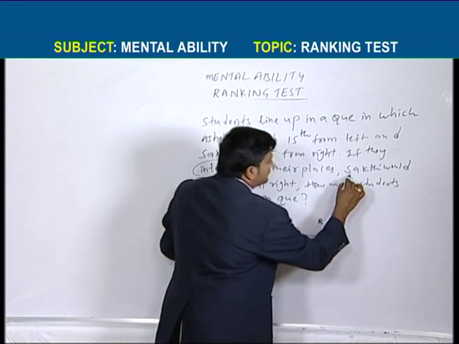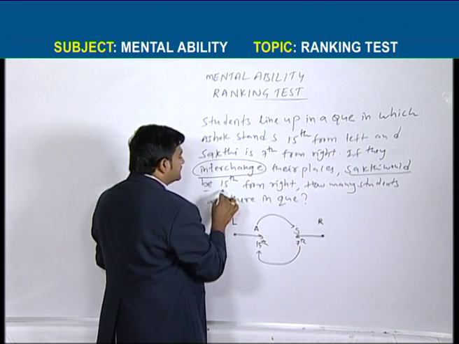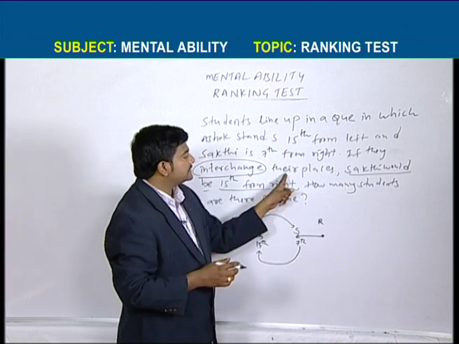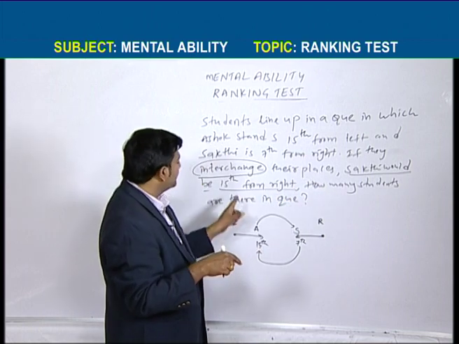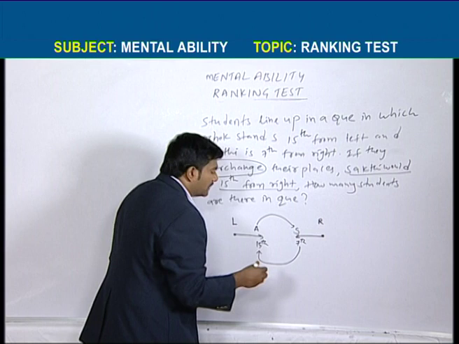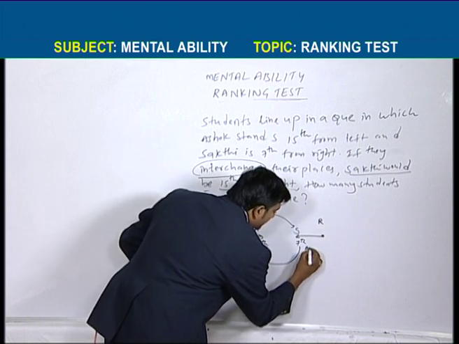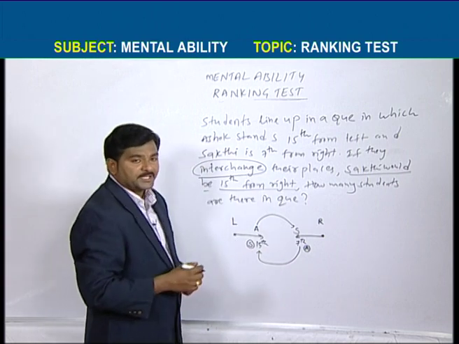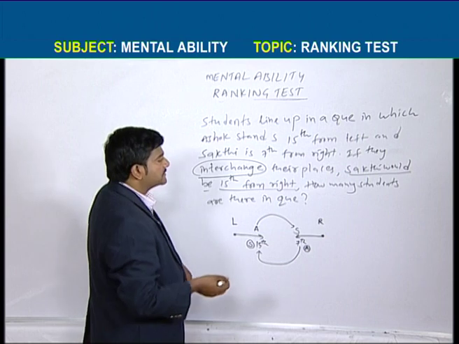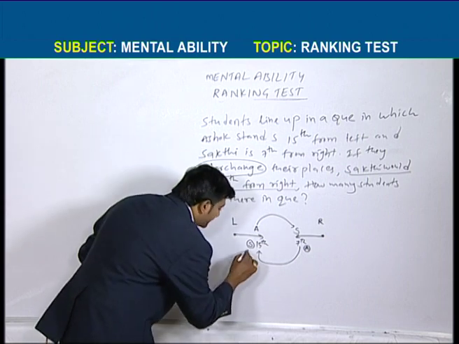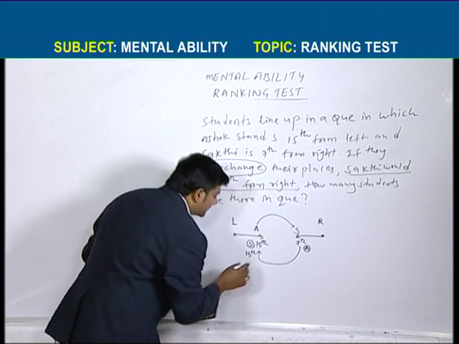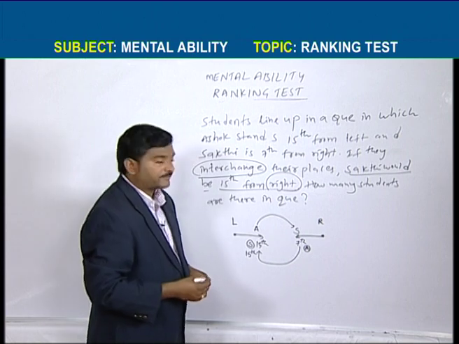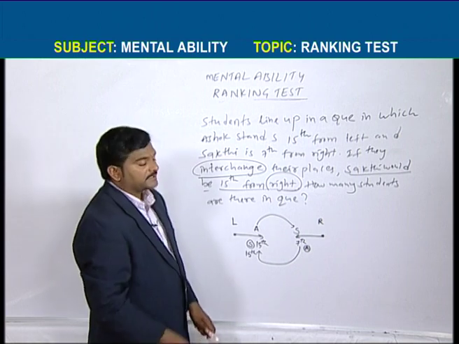After they interchange their places, Shakti would be 15th from the right, as mentioned here. Now here Ashok is there, and here Shakti is there, because they interchanged their places. So Shakti's position is 15th from the right. How many students are there in the queue?